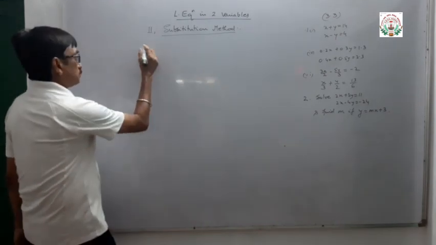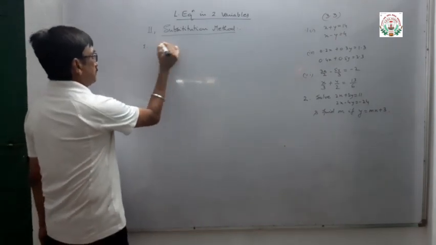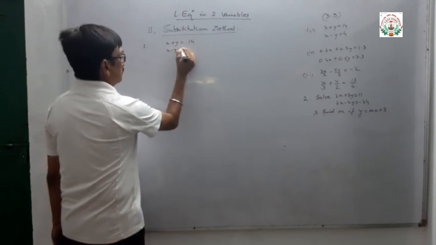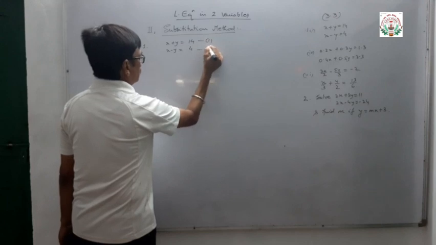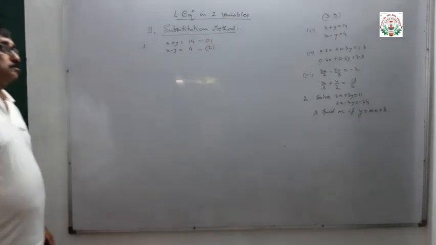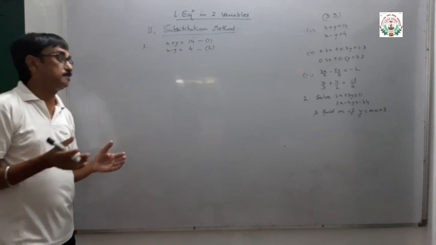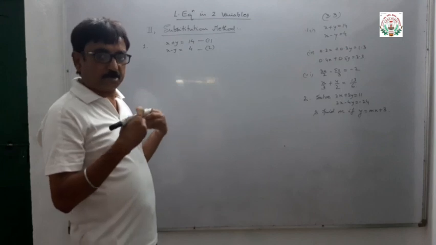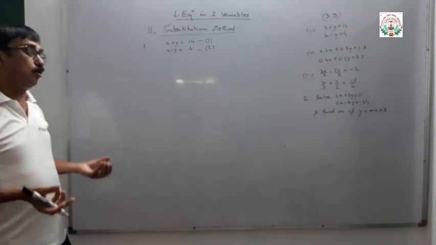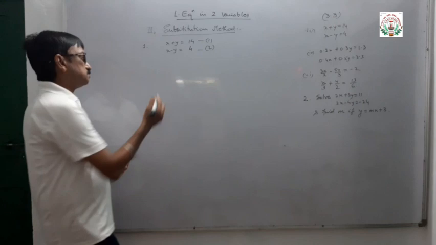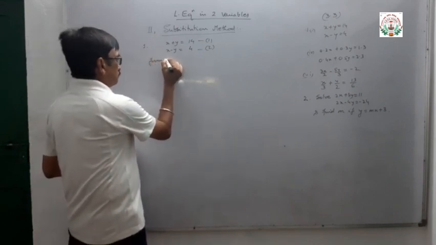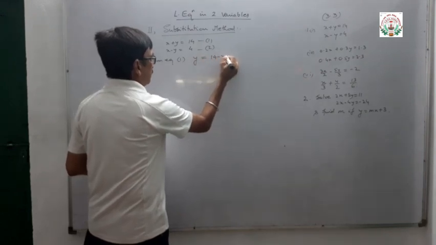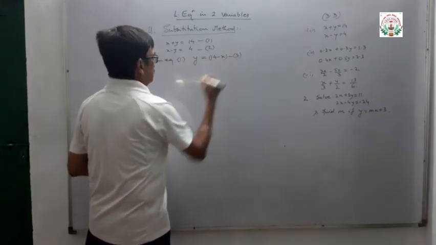So the substitution method is the second method. x plus y equals 14, x minus y equals 4. Name the equations 1 and 2. So in the substitution method, what do we do? We have to take out the value of any one variable from either the first equation or the second one. From equation number 1, I am going to take the value y equals 14 minus x. This is equation number 3.